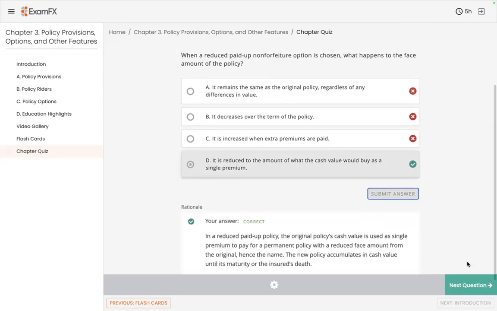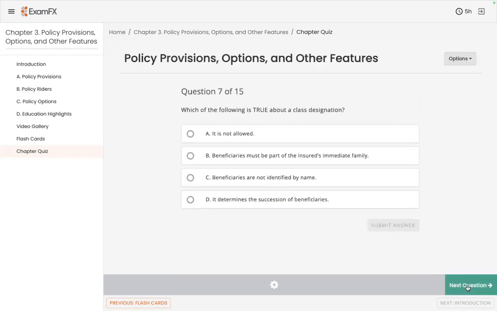Go ahead and screenshot that. Okay, yep. Which of the following is true about a class designation?